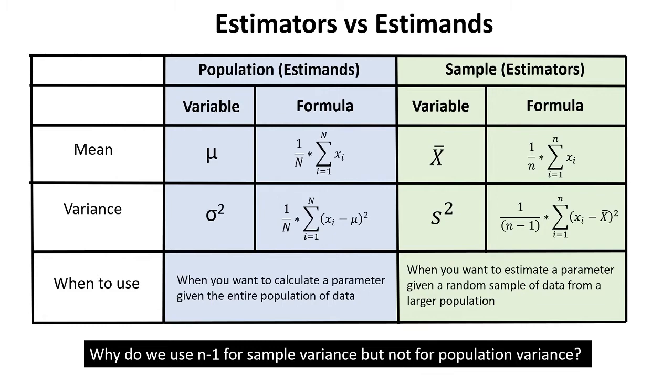But what's up with this n minus 1? Why are we not dividing by n here? Why are we now dividing by n minus 1? And it all has to do with the fact that we're using x bar in this equation instead of using mu. So this all comes down to having a good understanding of degrees of freedom.